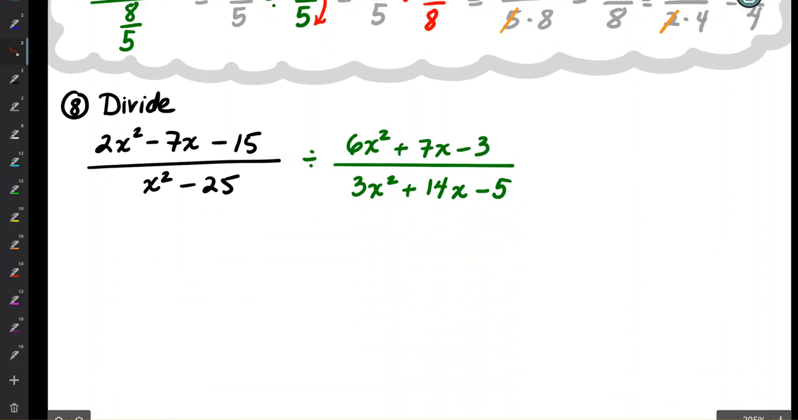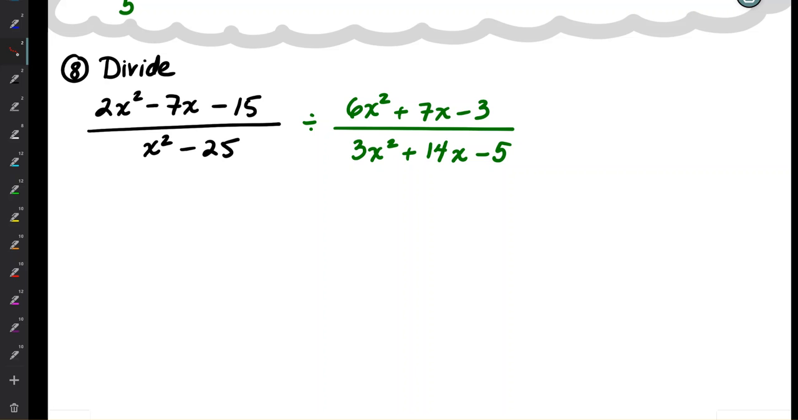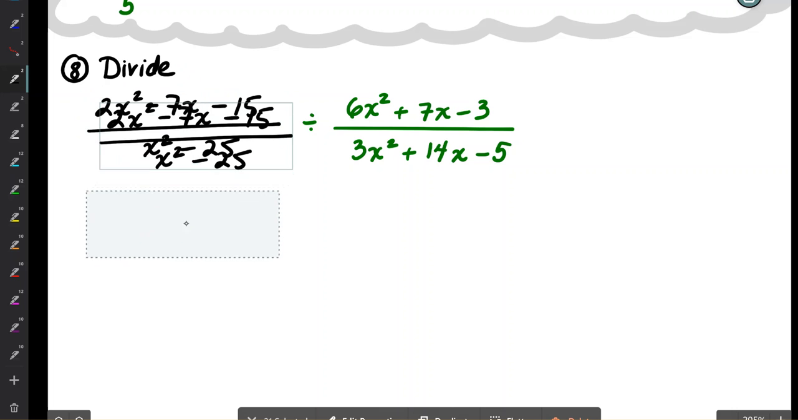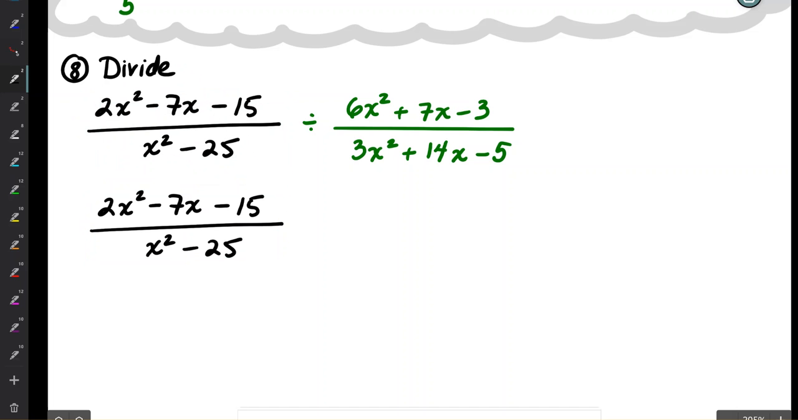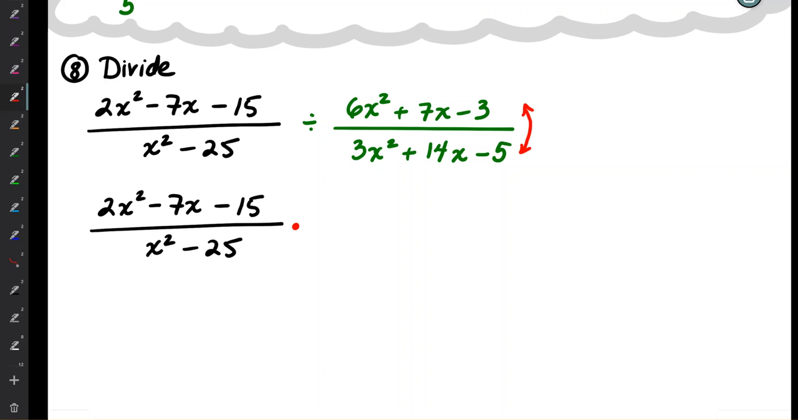So now let's go ahead and do question number 8 here. I'm not even thinking about my first fraction. I'm just going to copy it down. In fact, let's do this quick style. Just copy that down. And it's this second fraction that I'm dividing by. How do I divide by green? I'm going to multiply by the reciprocal. I'm going to go ahead and flip that fraction.